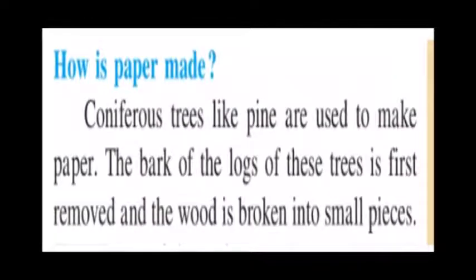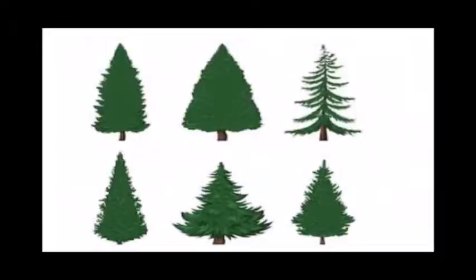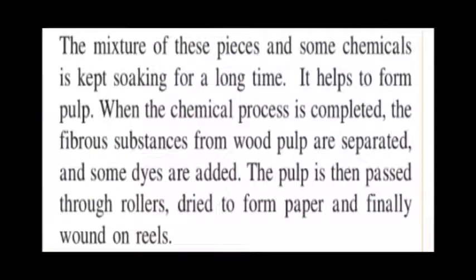Now let's see how paper is made. Coniferous trees like pine are used to make paper. The bark of the logs of these trees is first removed and the wood is broken into small pieces. The mixture of these pieces and some chemicals is kept soaking for a long time. It helps to form pulp.